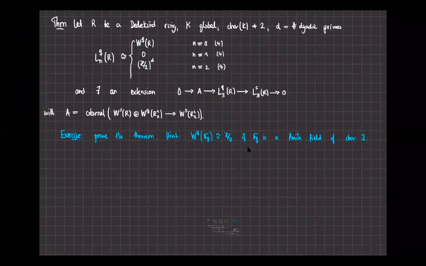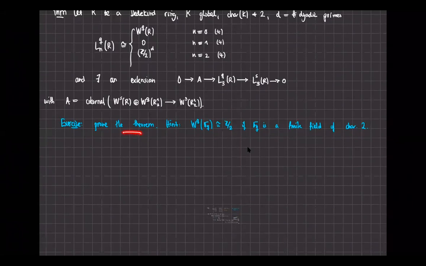And again, the exercise would be to prove this theorem from that last corollary, having this pullback diagram. And the hint I want to give you is that the quadratic Witt group of a finite field of characteristic 2 is isomorphic to Z/2. This will enter exactly at this stage. And the rest is, again, just purely formal consequences of what we've done earlier.